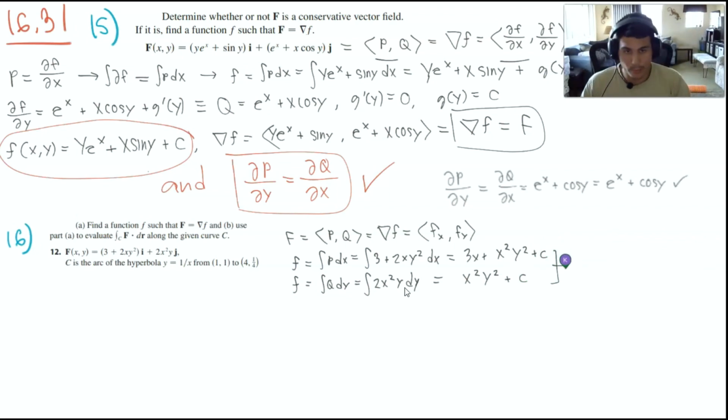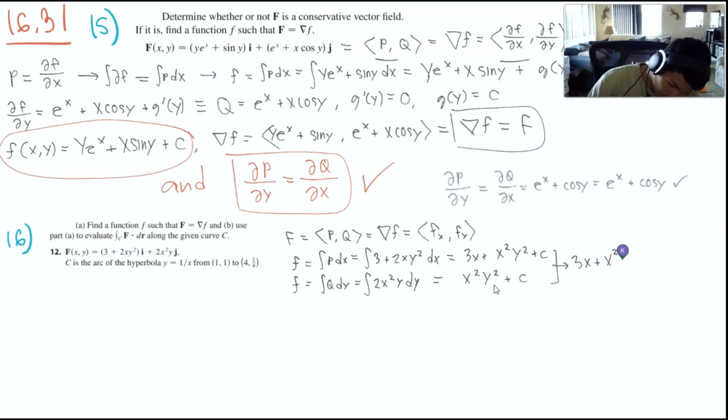What do we have in common? You just write what's in common and what's not in common, but you don't overlap. You don't do duplicates. 3x squared plus x squared y squared plus c. That is your function of f. And let's test that theory.